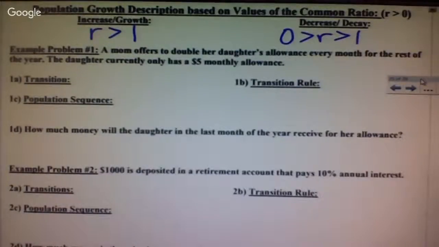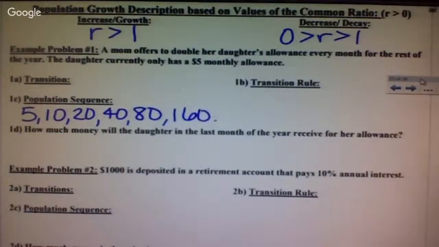It's doubling every month. So in January, you get $5. In February, we get 10. In March, we get 20, 40, 80, 160. They're going to do this for an entire year, so it's going to jump really fast.